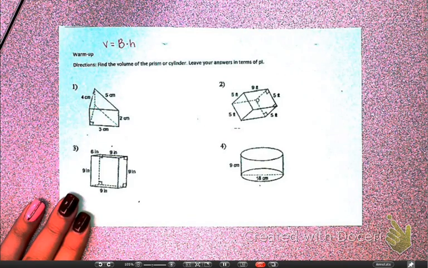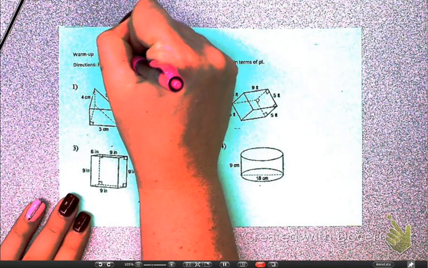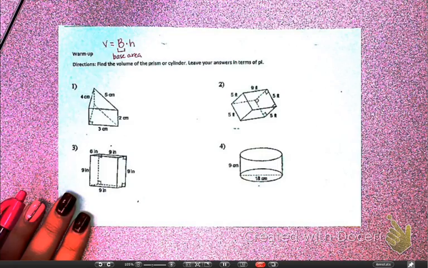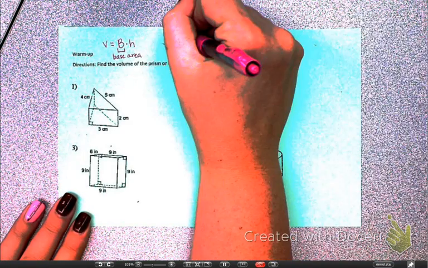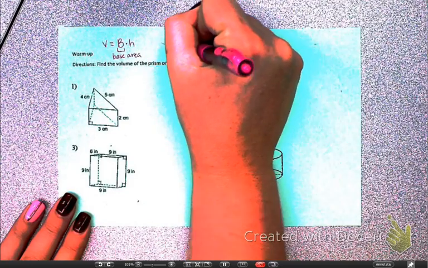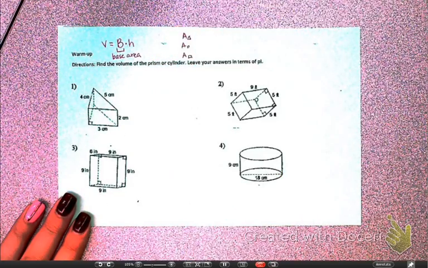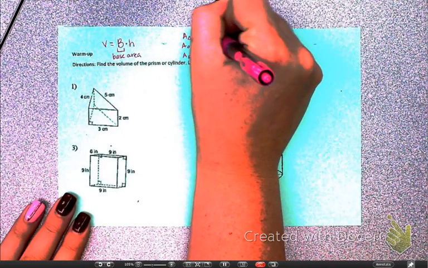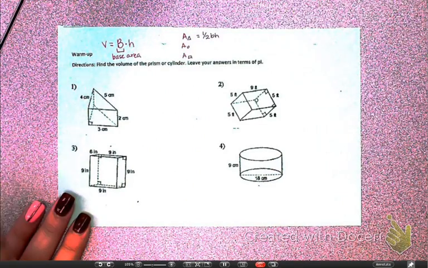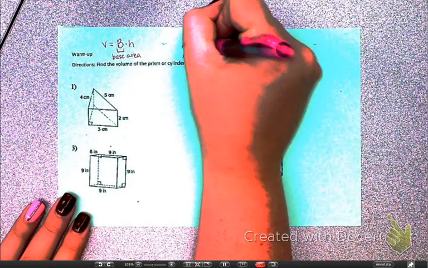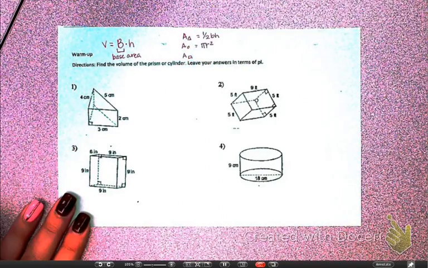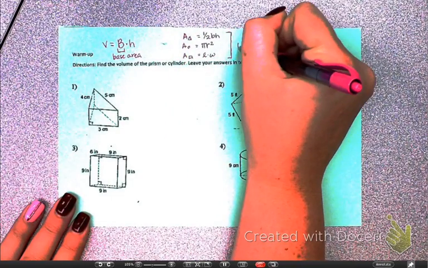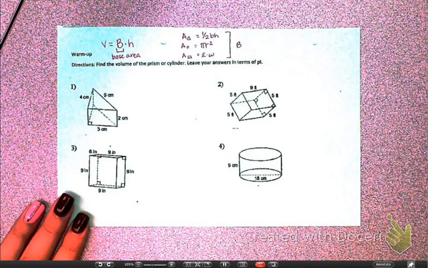What does that B stand for? Base area. So you replace it with the area formula based on the shape of your base. What are the bases that we've had? We've had triangles, circles, rectangles and squares. What is the formula for area of a triangle? 1/2 base times height. What's the area of a circle? Pi r squared. What's the area of a rectangle? Length times width. These get replaced with your big B, depending on what your base is.